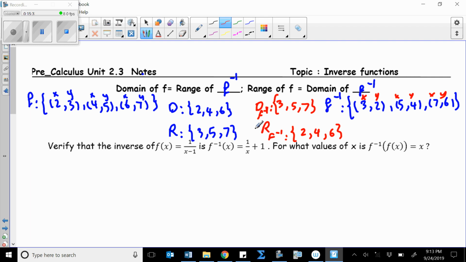Now if you notice, the domain of f is equal to range of f negative 1. They have the same values. And range of f is the domain of f negative 1. So domain of f is range of f negative 1. Range of f is domain of f negative 1. We switch the domains and ranges.